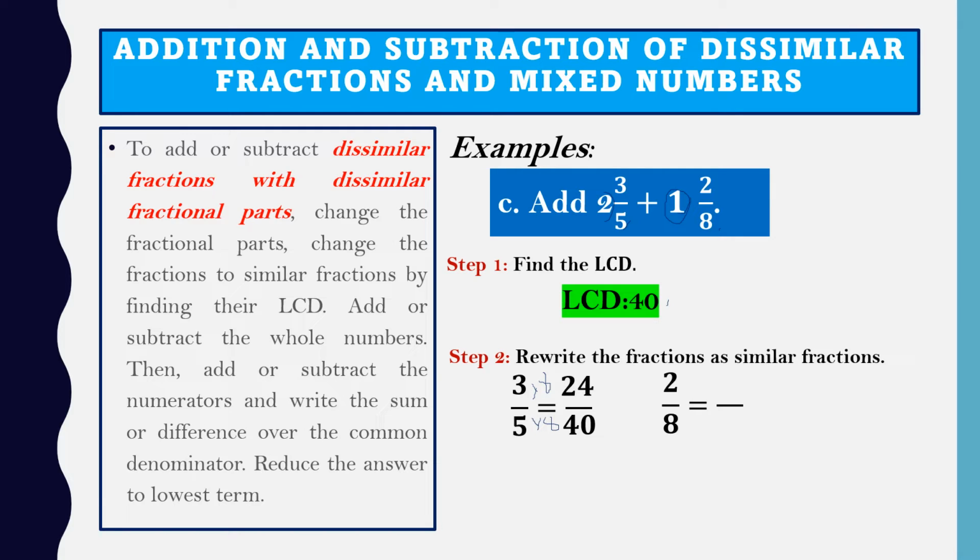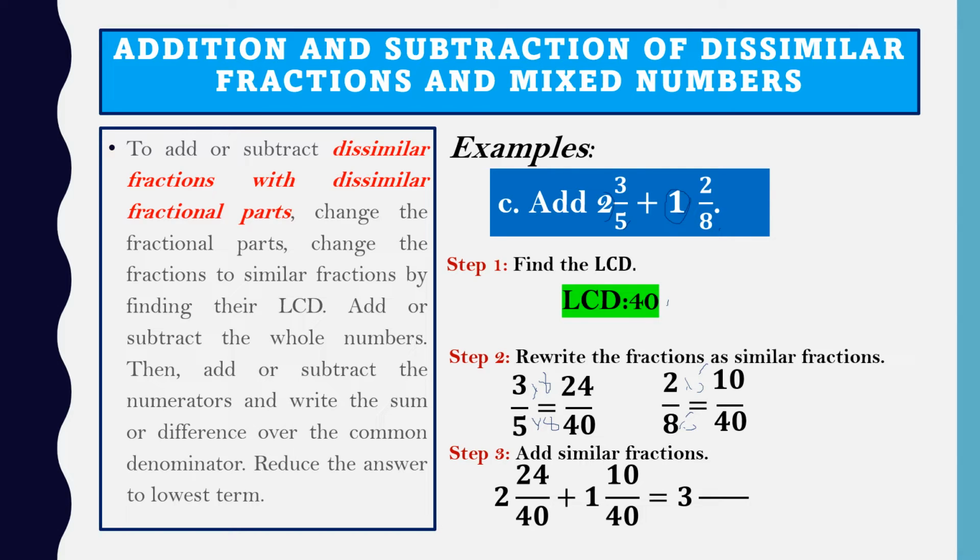And then the same with 2/8. To make it 40, we have to multiply by 5. The same with the numerator. So 2 times 5 is equal to 10. Now we can add the numbers. So we have 2 and 24 over 40 plus 1 and 10 over 40. Don't forget to add again our whole numbers once you are done writing the equivalent of the fractions. So we already have the sum of the whole numbers. 2 plus 1 is equal to 3.